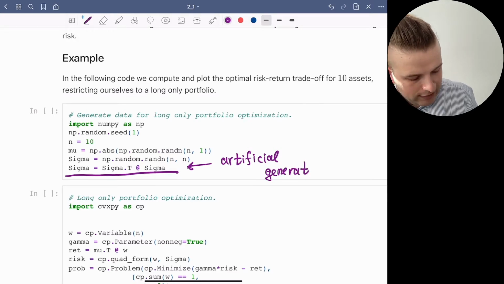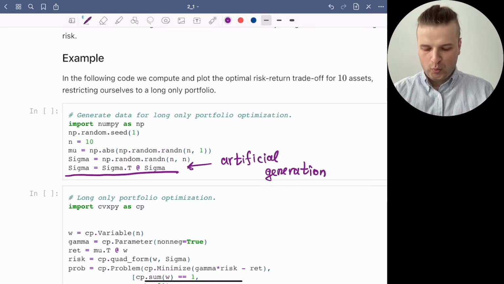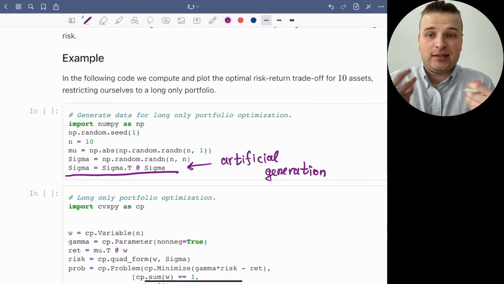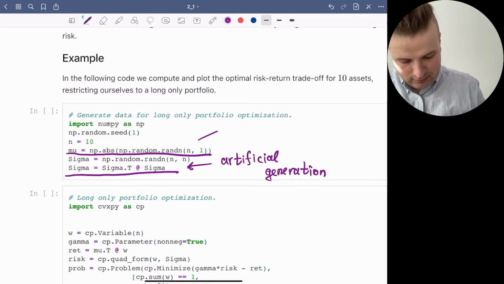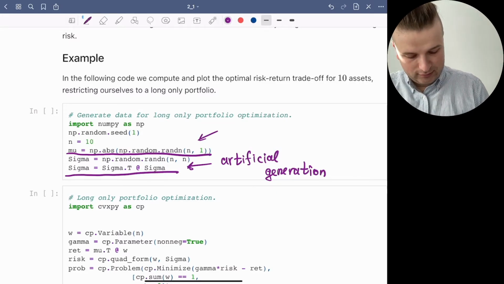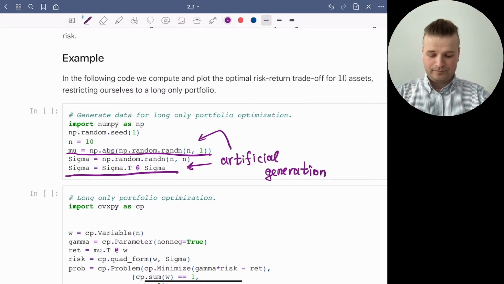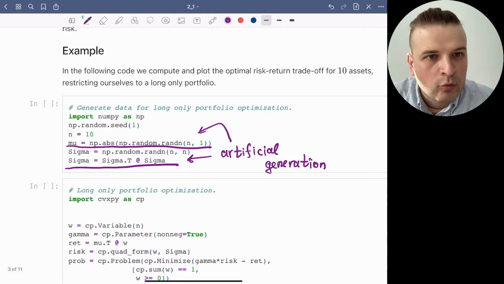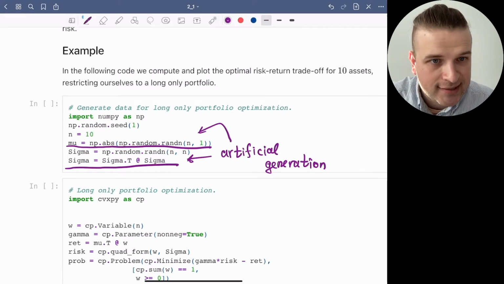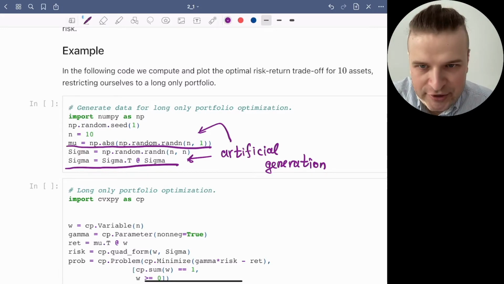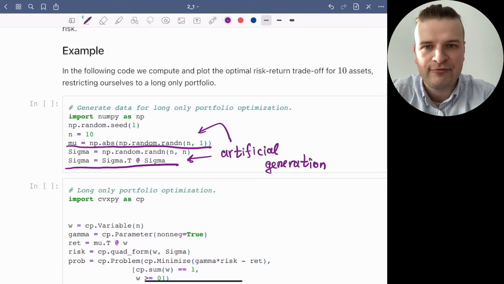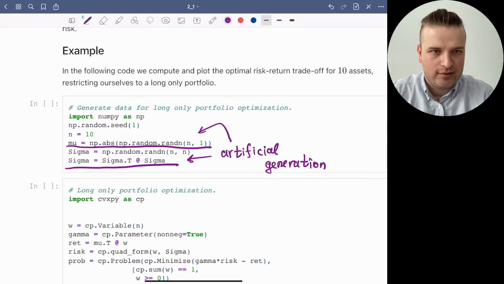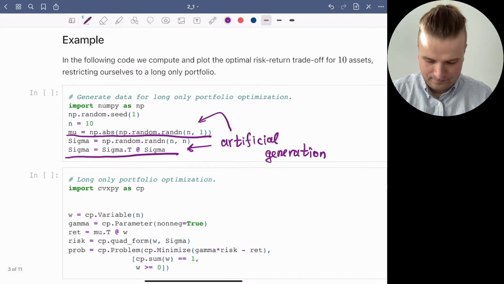So what do we need to have? We need to have sigma matrix and mu vector here. And why do I multiply the sigma matrix by itself? Because I need this matrix to be symmetric positive definite. So firstly, I generate a random matrix, then I multiply it by itself, ensuring that it's SPD.